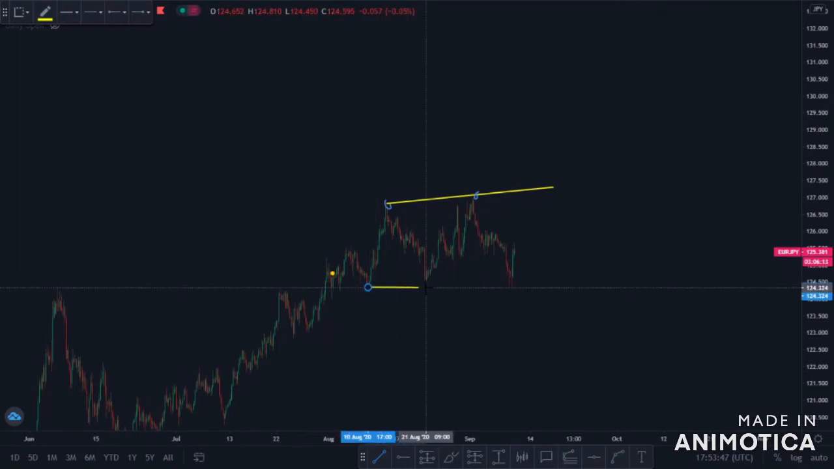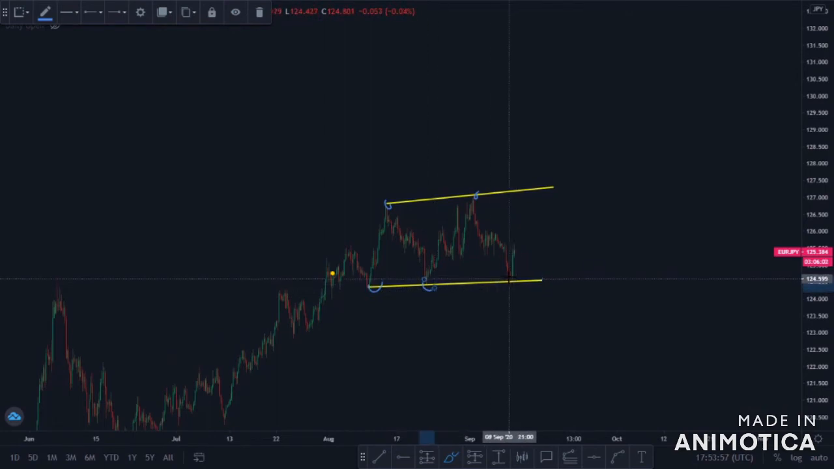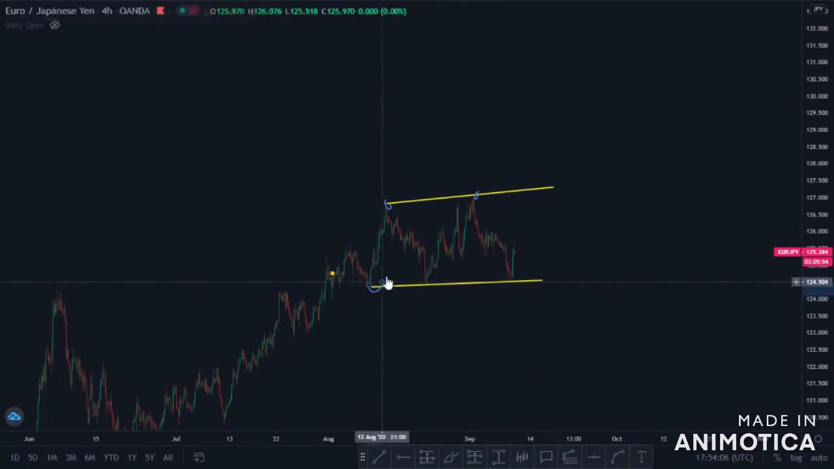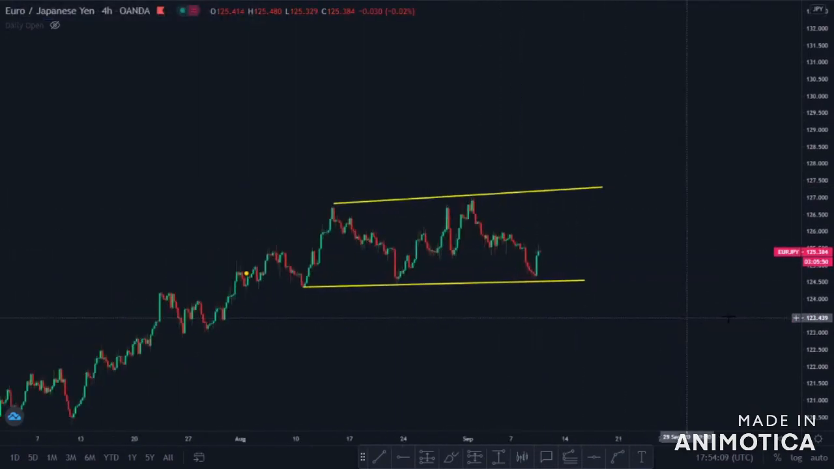So I was anticipating the third touch, okay, to go long, the first touch, second touch. So this is where I caught my buy. Okay, and I'll show you guys right now why I entered the buy. Let me just remove this. Okay, so this is on the 4 hour time frame.